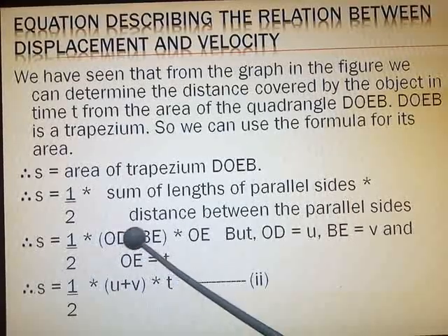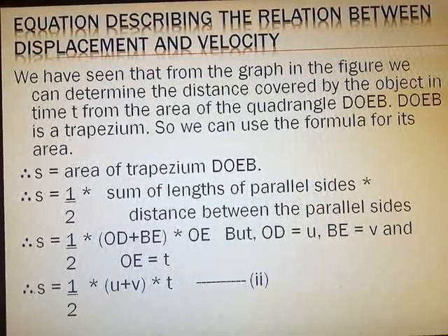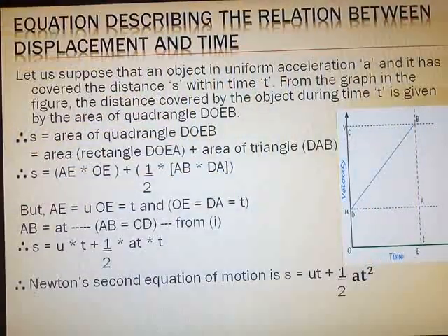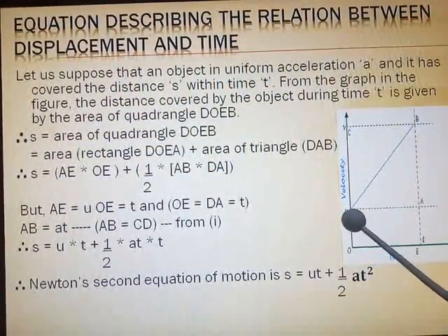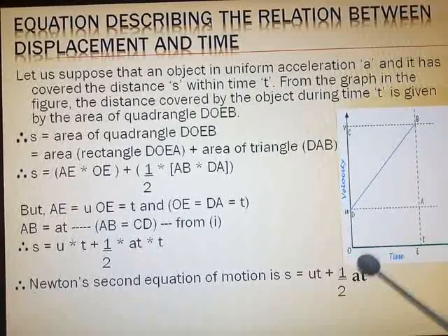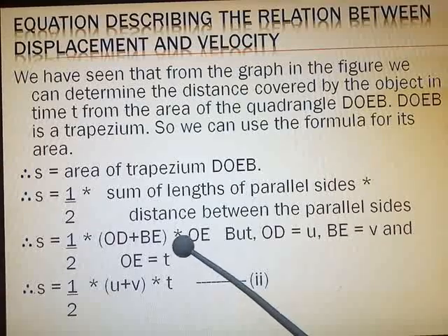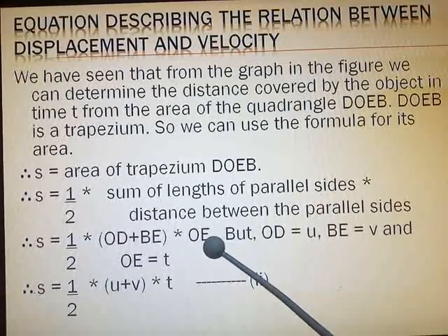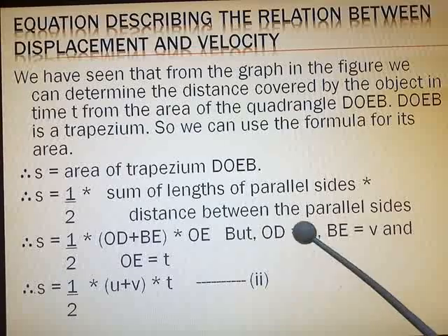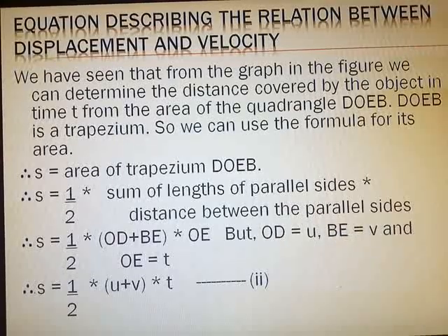So half into sum of lengths of the parallel sides. We will see which are the parallel sides: OD and BE, multiplied by OE. But all of you know that OD is equal to U and BE is equal to V, and OE is equal to time, that is T. So you are going to substitute over here. S is equal to half into U plus V multiplied by T.